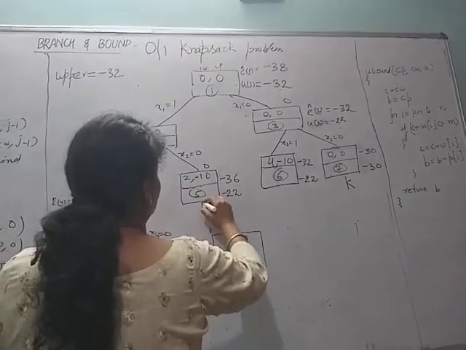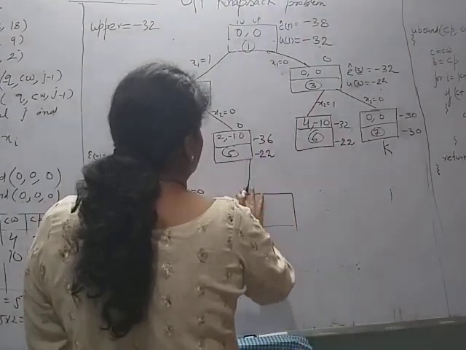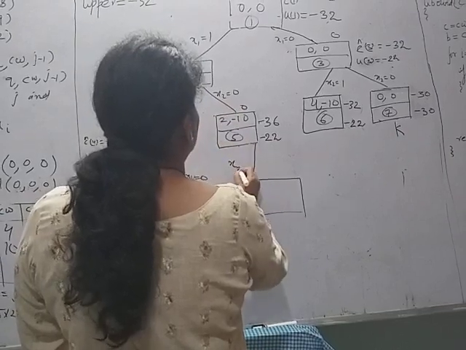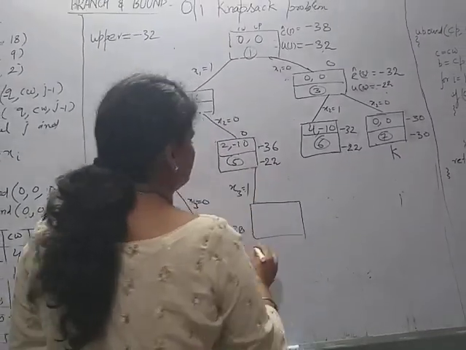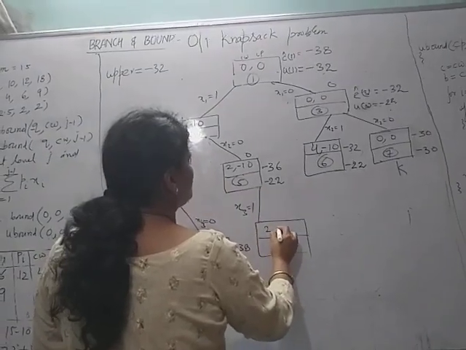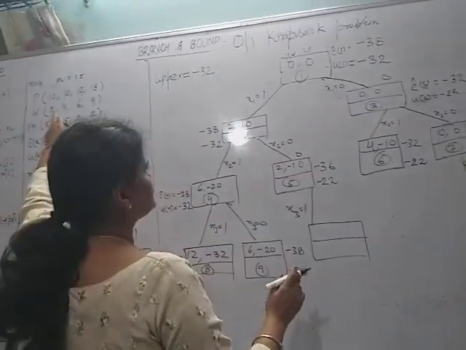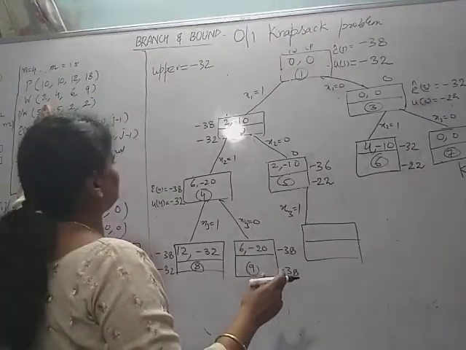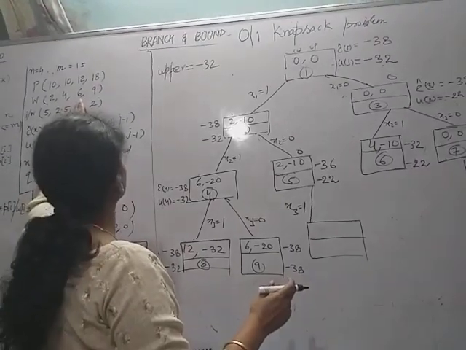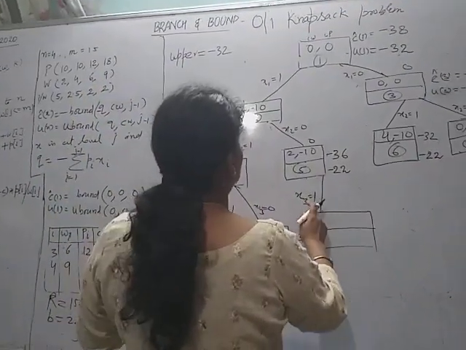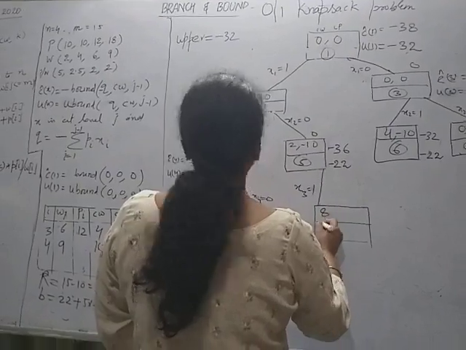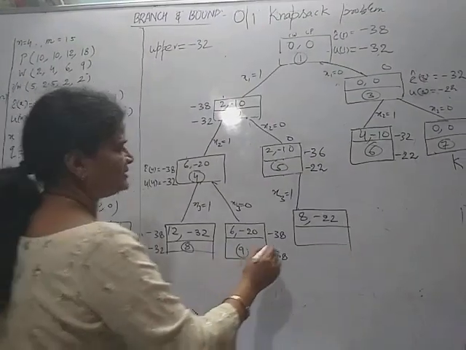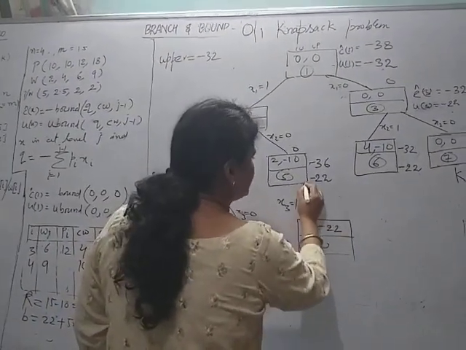x1 equal to 0, x3 equal to 0, x3 equal to 1. Now see, x3 equal to 1, so this is 2 and x3 equal to 1. x1 is included, the second object x2 is excluded, and this is included. So simply 2 plus 6, 8, and minus 10 and 12, minus 22. Okay. Now here, the node number is 10. Same here.